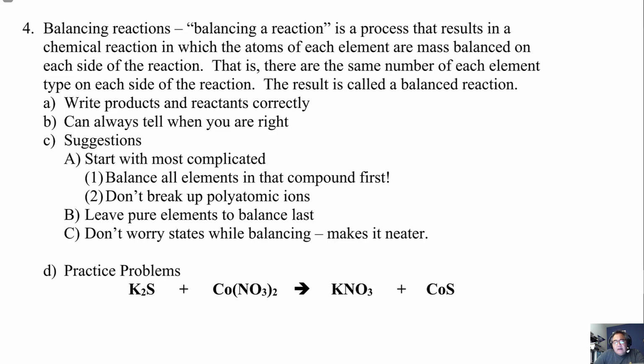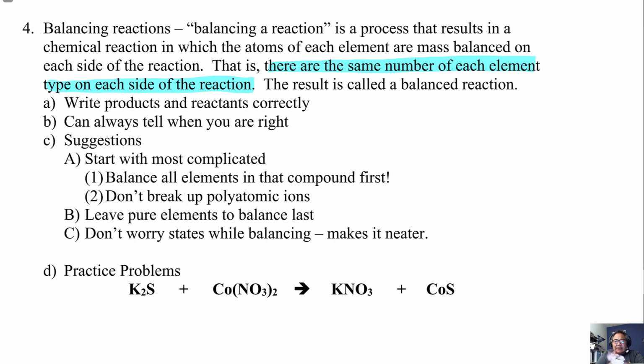Okay, so the process of balancing: the important point is to make sure that there are the same number of atoms of each element type on each side of the reaction. This means it'll be mass balance. We're actually observing the idea of conservation of mass.